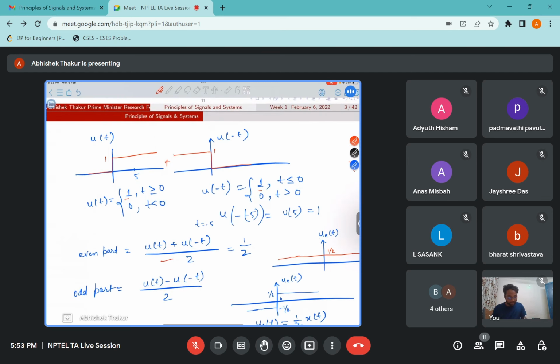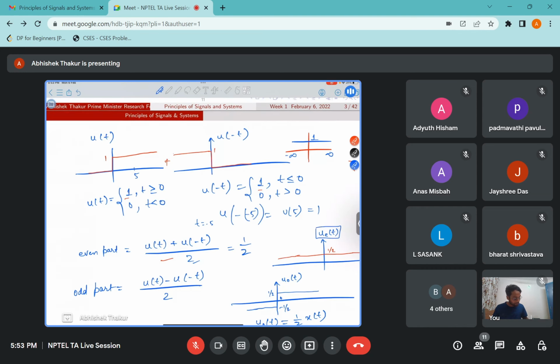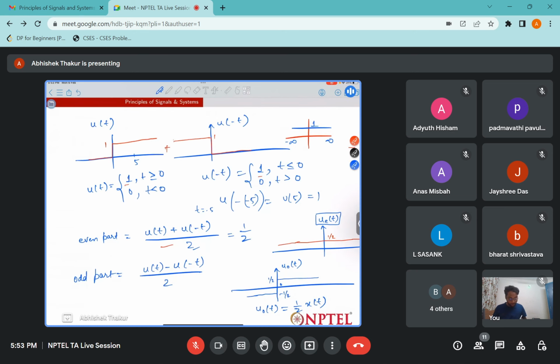So when you do u(t) plus u(-t), if you add these two, you will get a curve like this. All values will be 1 from minus infinity to infinity, but divided by 2 is also here, so you will get 1 by 2. So this is our even part. Understood? Now when you do the odd part, that is (f(t) minus f(-t)) by 2, so this is u(t) here. When you subtract u(-t), this will go down to the x-axis, and you will get a curve like this when you divide it by 2. So you will get minus 1 by 2.